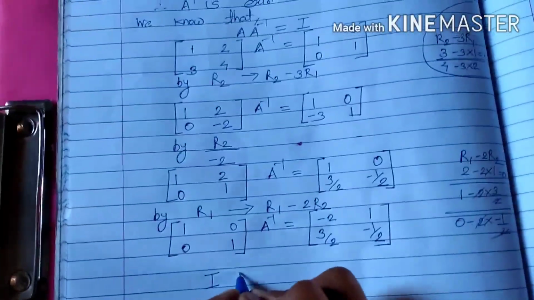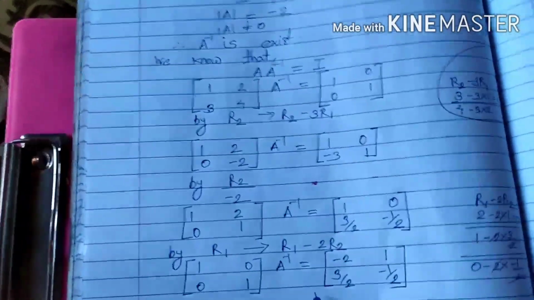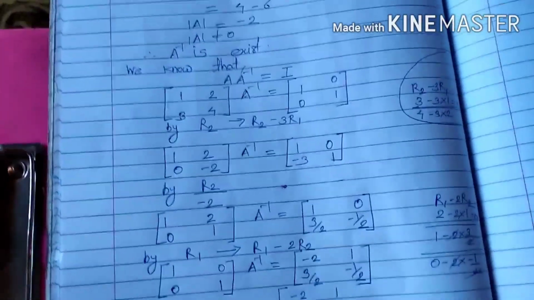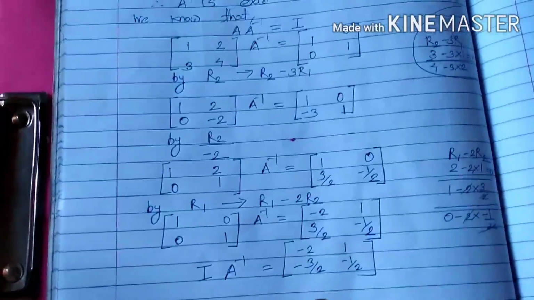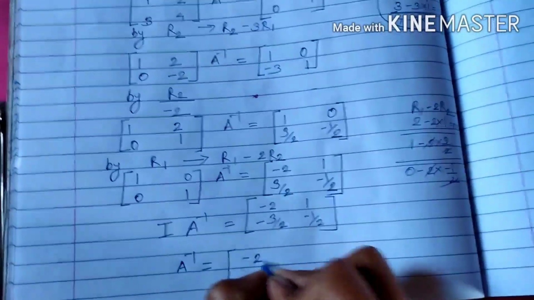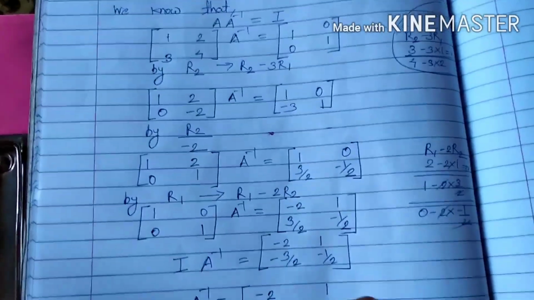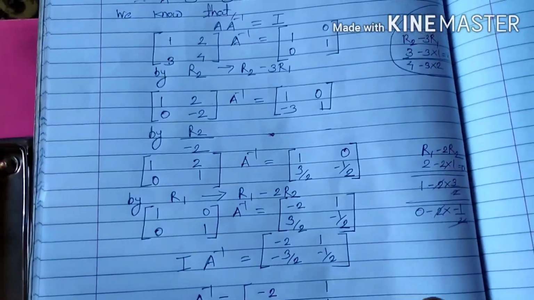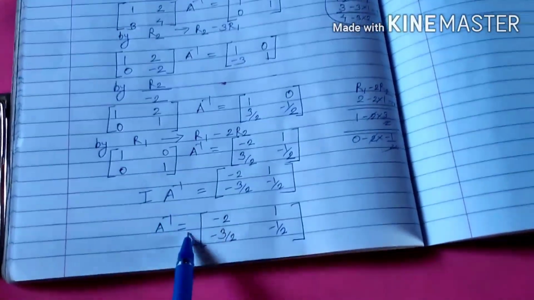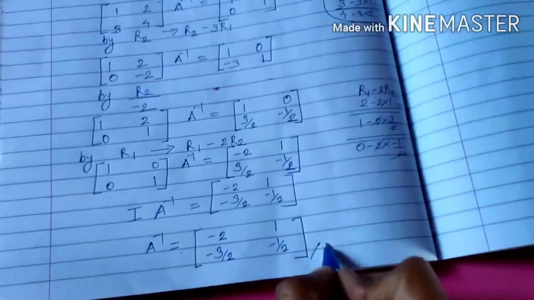So write here I into A inverse. So minus 2, 1, minus 3 by 2, minus 1 by 2. I into A inverse is A inverse. So your final answer is A inverse is equal to minus 2, 1, minus 3 by 2, minus 1 by 2. So making A become identity matrix, you get A inverse, and this is your final answer.